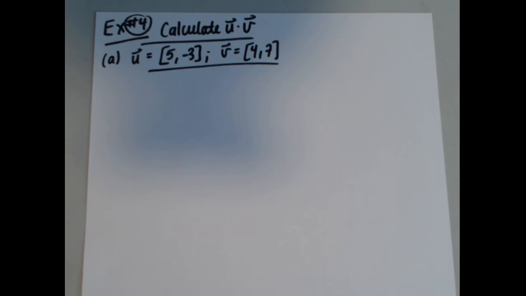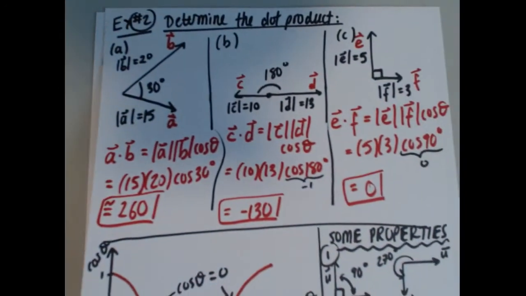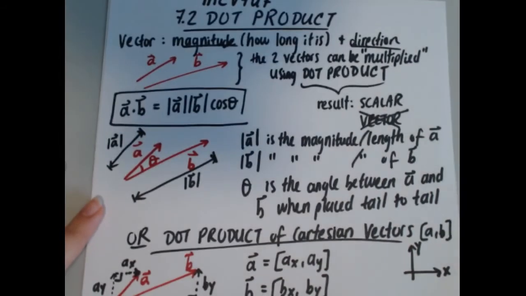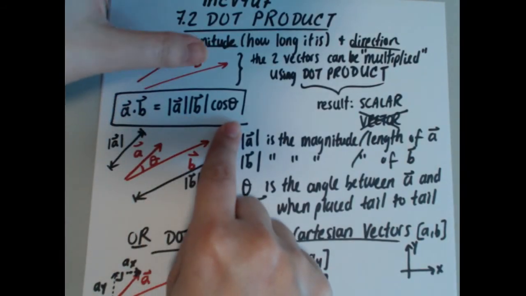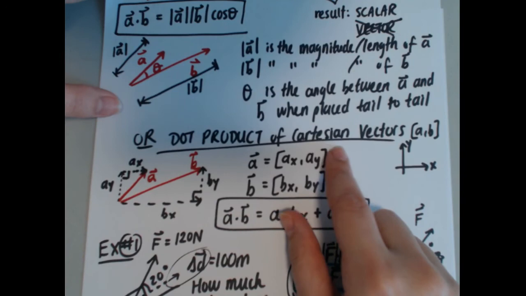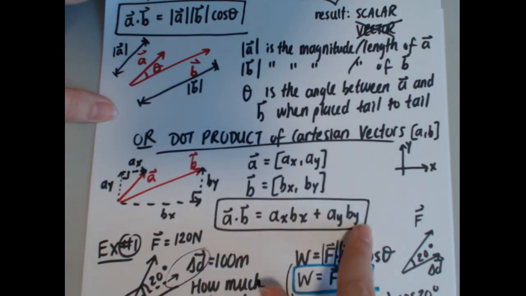Now so far when we've been calculating dot product, we've been using the original formula, the magnitude of u times the magnitude of v times cosine of the angle between them. But that's not the only formula. If we go back to our original page, we have this formula that we've been using quite a lot, but there was another formula. If our vectors are given in terms of Cartesian coordinates, so a comma b or x comma y, this is the formula. You take the sum of the products of the x components and the y components. So that's what we're going to use here.